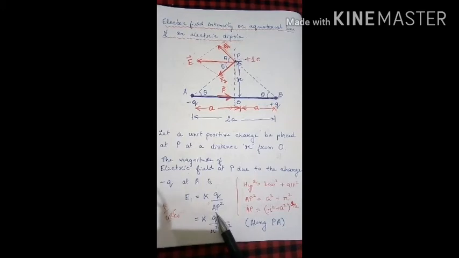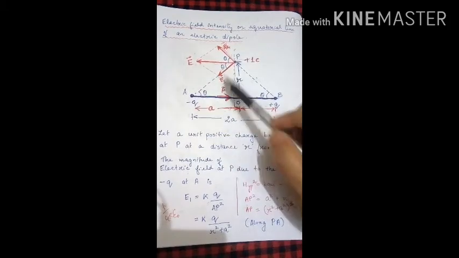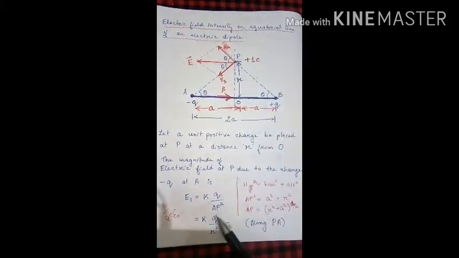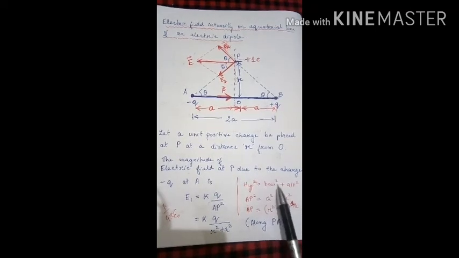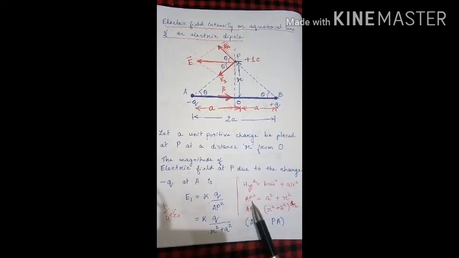Here the distance between the points P and the point A is AP. From here to here the distance is AP, so we have put in the denominator AP square. Now if you use Pythagoras theorem, what was the formula for Pythagoras theorem? It was hypotenuse square is equal to base square plus altitude square. The hypotenuse here we can find in this triangle to be AP. So AP square will become equal to, what is the base here?